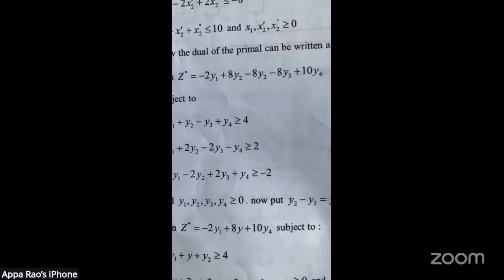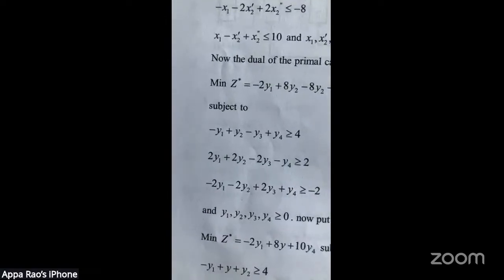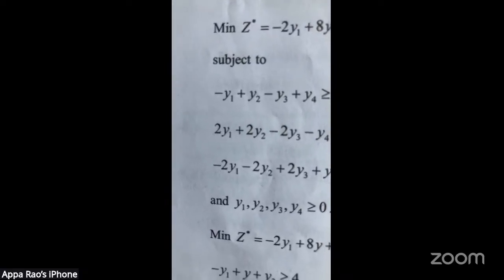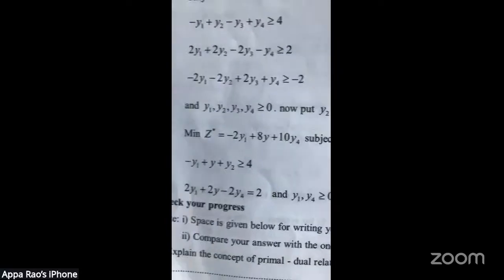Now the dual of the problem can be written as minimum z star equal to minus 2y1 plus 8y2 minus 8y3 plus 10y4 subject to minus y1 plus y2 minus y3 plus y4 greater than or equal to 4, 2y1 plus 2y2 minus 2y3 minus y4 greater than or equal to 2, minus 2y1 minus 2y2 plus 2y3 plus y4 greater than or equal to minus 2, and y1, y2, y3, y4 are greater than or equal to 0.